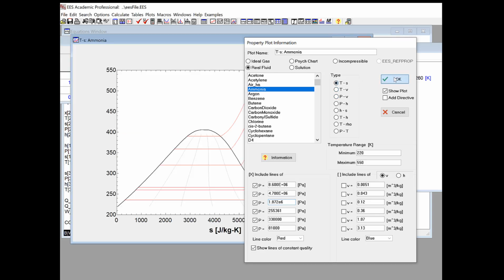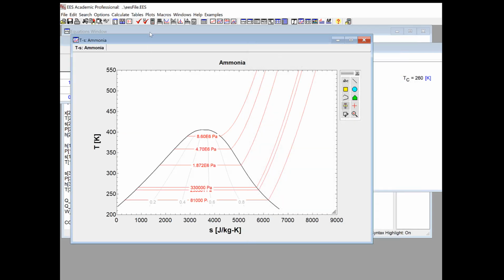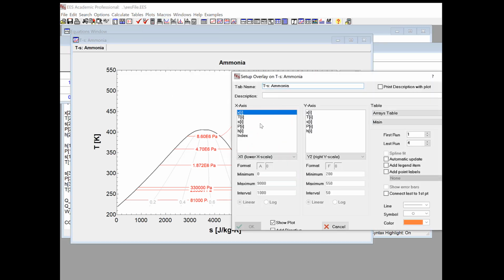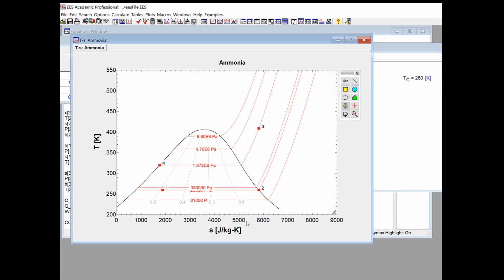And we'll hit OK. And then if I want to overlay my states, overlay plot, let's see, the x-axis on a TS diagram is S, and the y-axis is T. We'll make these big red and add some point labels and hit OK. And you can see here 1, 2, 3, 4. Those are the states in my refrigeration cycle, which is really nice.